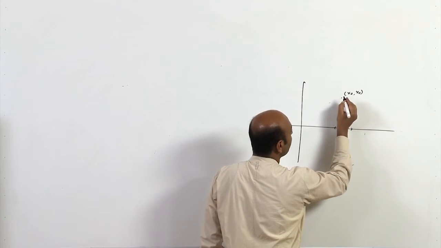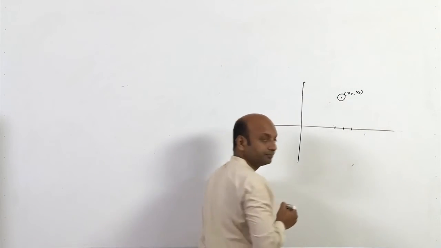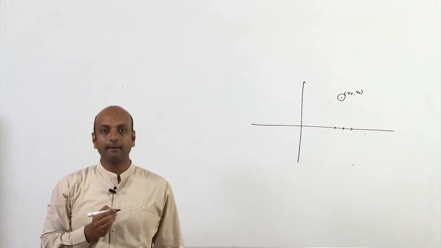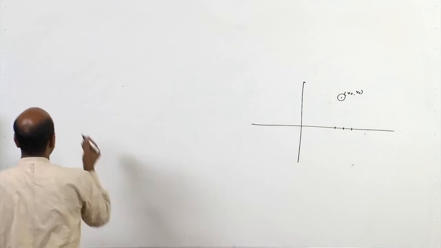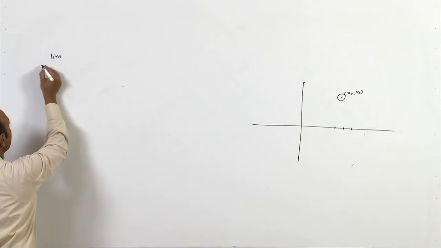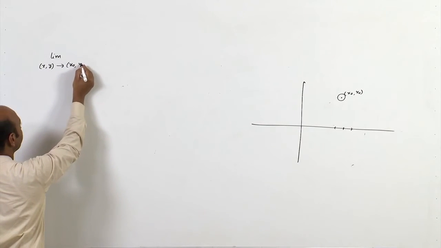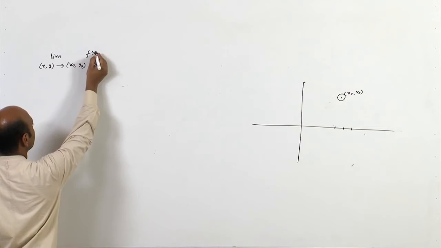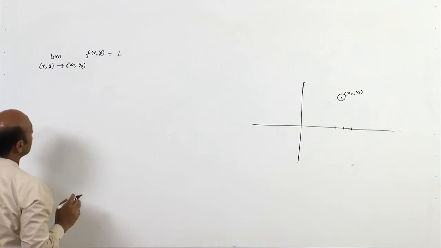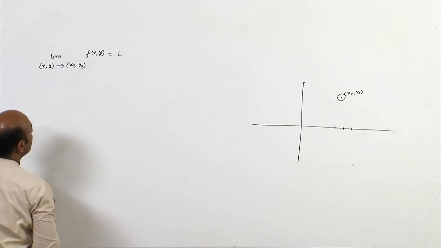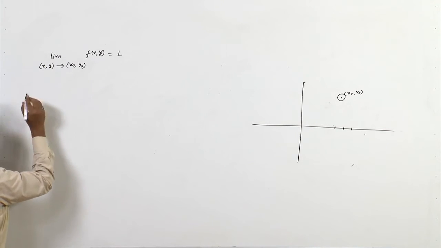Now, instead of an interval, it will be a disk centered at this point, a disk centered at x naught, y naught. So, how can I define the limit now? Limit as (x, y) tends to (x naught, y naught) of f(x, y) is equal to L. So, how can we prove whether the limit exists and is equal to L? For that, again we will repeat the same definition for two variable functions.